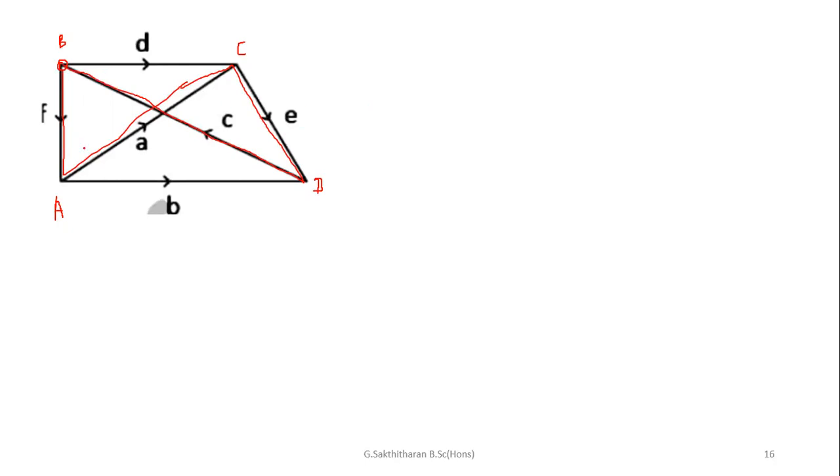Then two vectors are balanced, D and B. These two have the same direction but different magnitude. So the direction is the same, so the resultant vector is vector B and vector D. Same direction, so the resultant is B plus D.